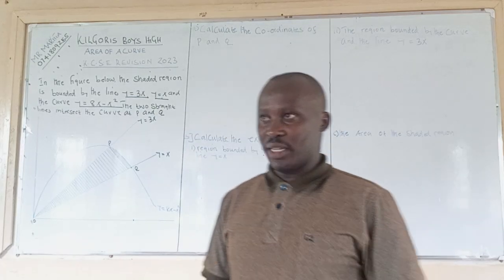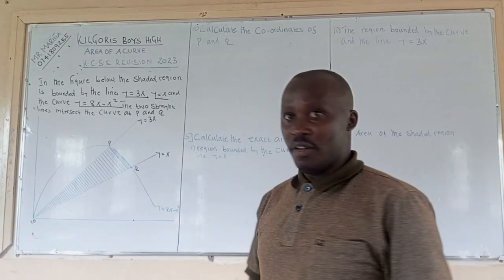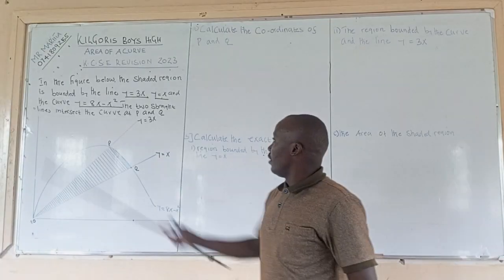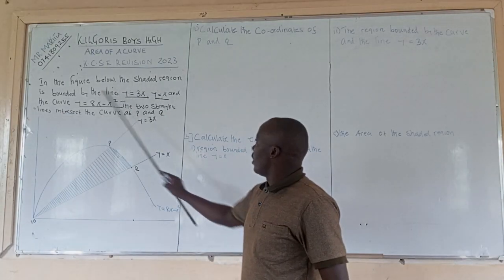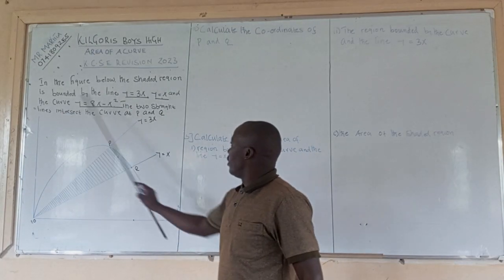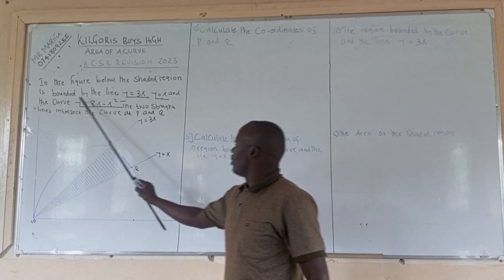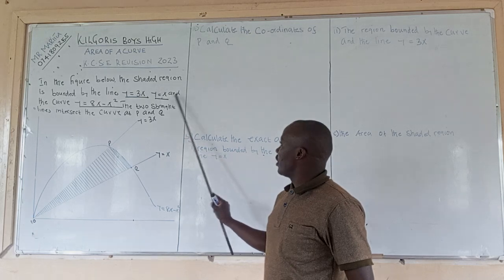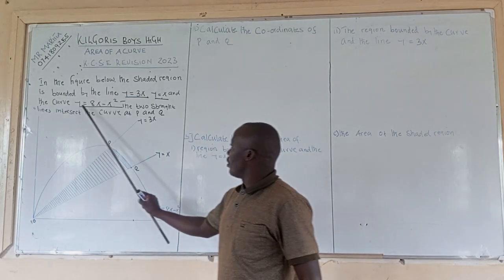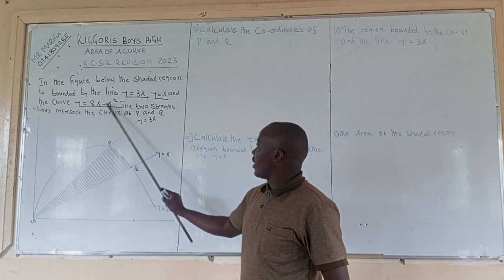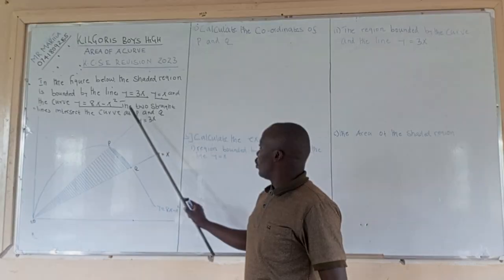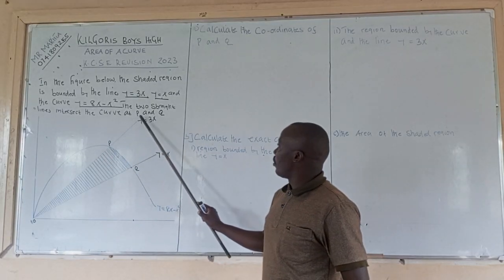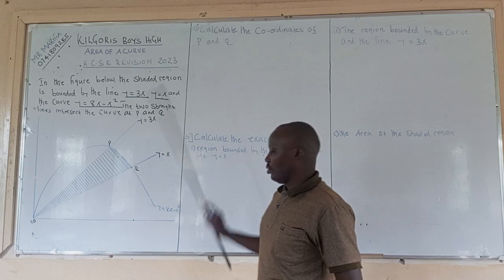Today we are looking at mathematics, the area of a curve. And we have a question here. In the figure below, the shaded region is bounded by the line y = 3x, y = x, and the curve y = 8x minus x squared. The two straight lines intersect the curve at points P and Q.